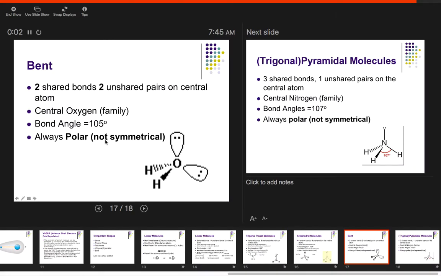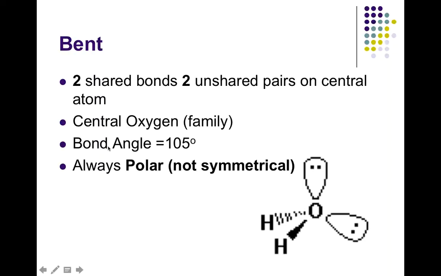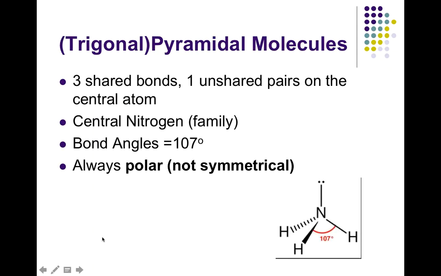Okay, so it's always polar. Always, always polar. Final one is something called pyramidal, and occasionally you will see it called trigonal pyramidal. That's why it's important that you put either trigonal planar or trigonal pyramidal. It has 3 shared bonds and 1 unshared pair on its central atom, and this is going to be nitrogen. Nitrogen has that unshared bond, and then here are the 3. The bond angle is 107. It's always polar because it's not symmetrical.